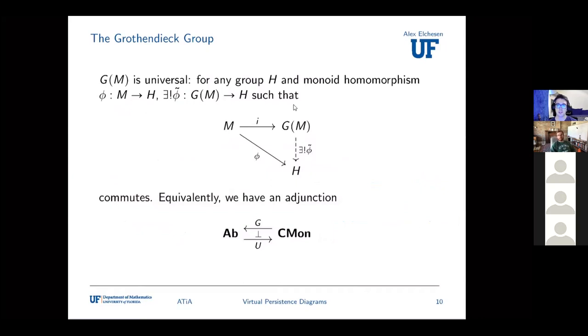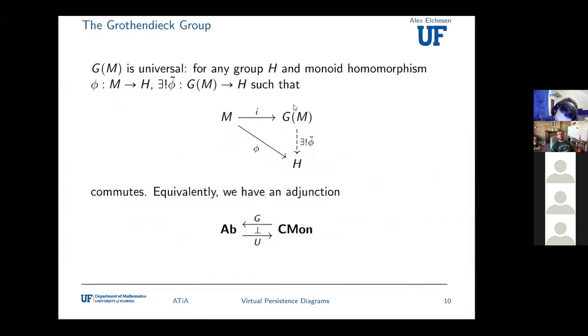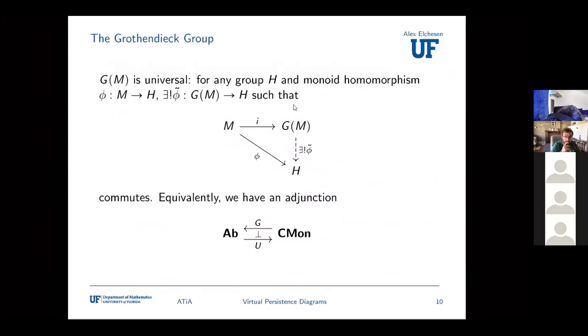So, for any abelian group H and any monoid homomorphism from M to H, there exists a unique extension to a group homomorphism from the Grothendieck group to H. And here I is just the inclusion. So I just sends M to M minus 0. And again, this map isn't always injective, but if M is cancellative, I is always injective. So this makes sense intuitively.